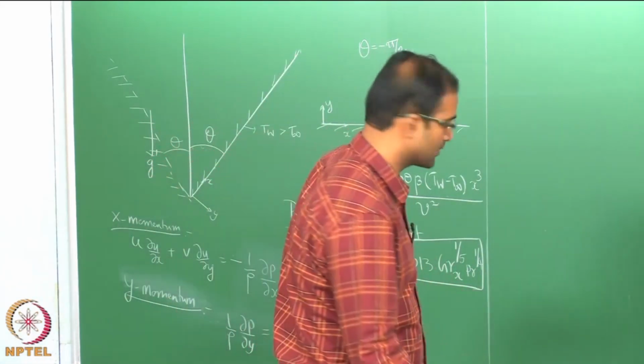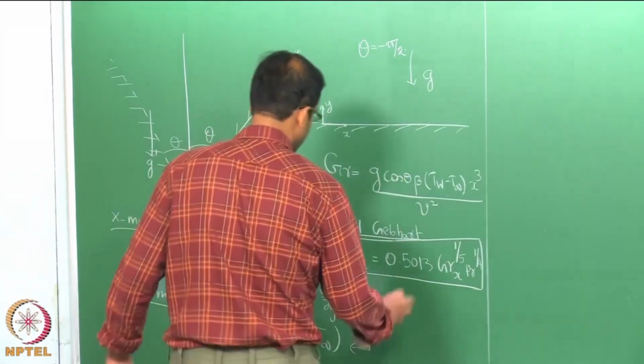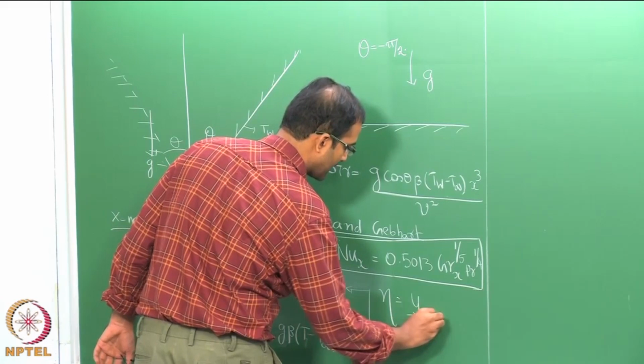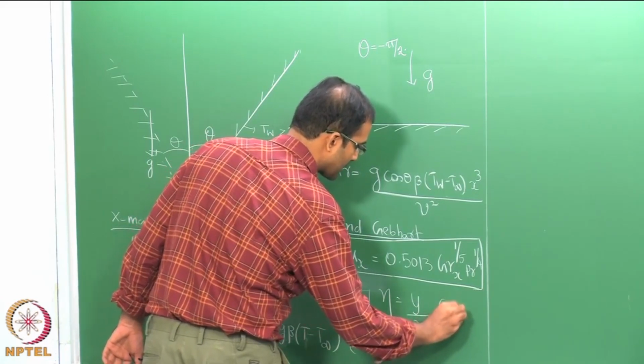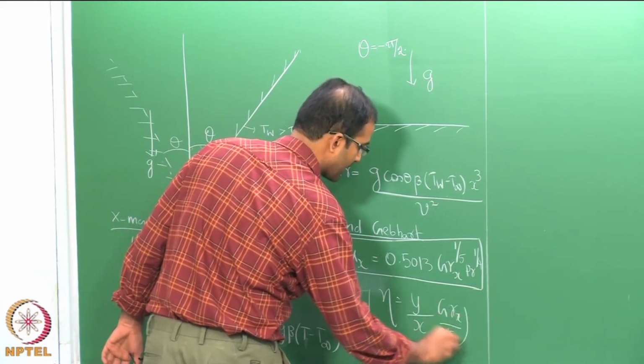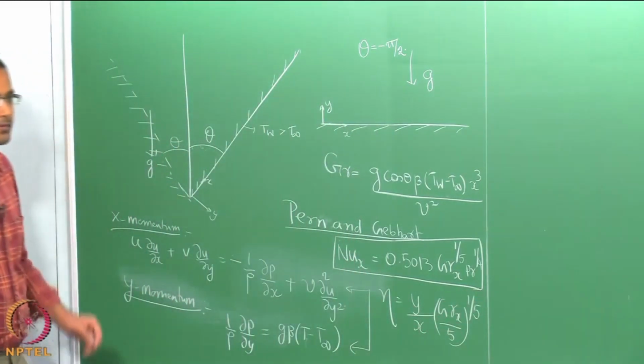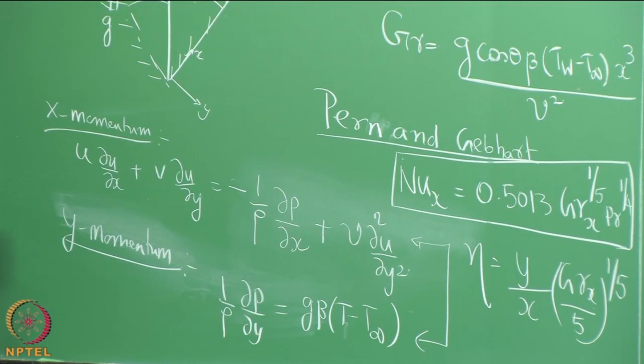Okay. So, to derive this they used a similarity variable eta, which was y by x times (Grashof number by 5) the whole raised to the power 1 by 5. So, this is the kind of similarity variable that they used.